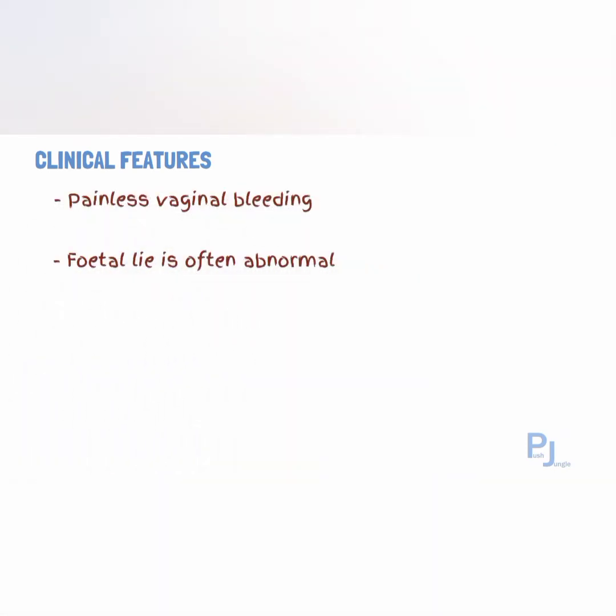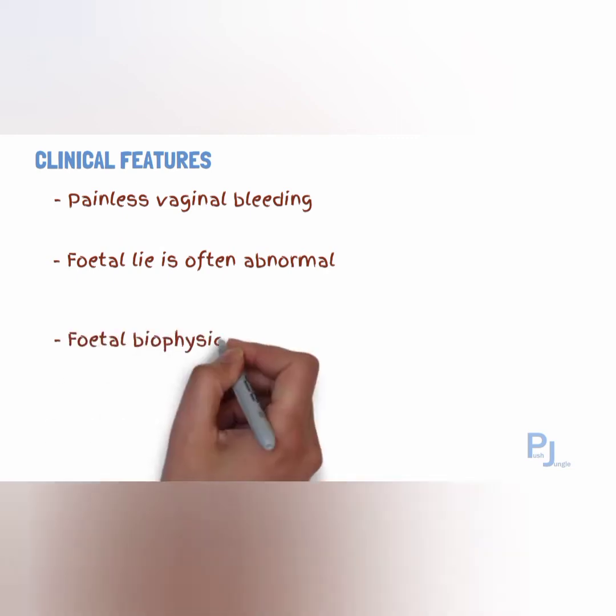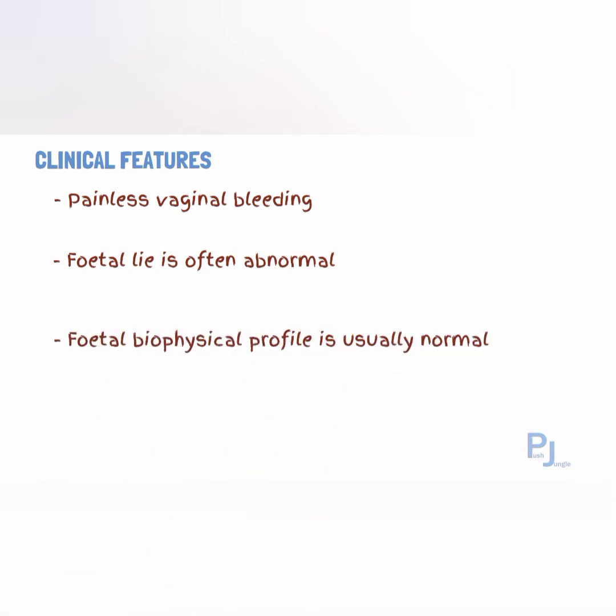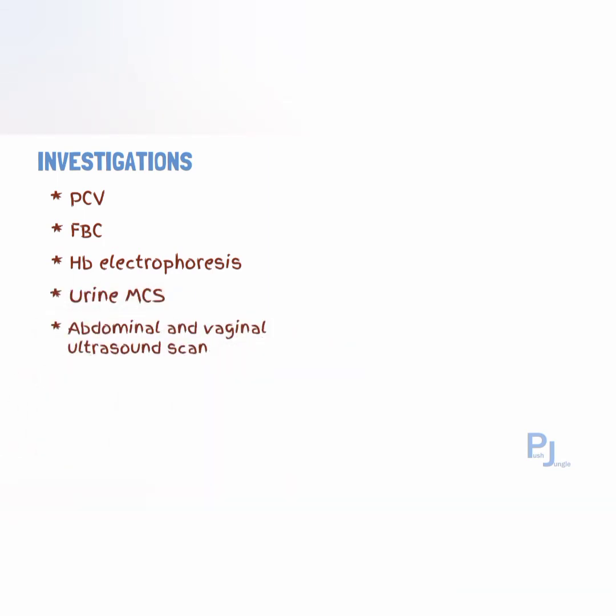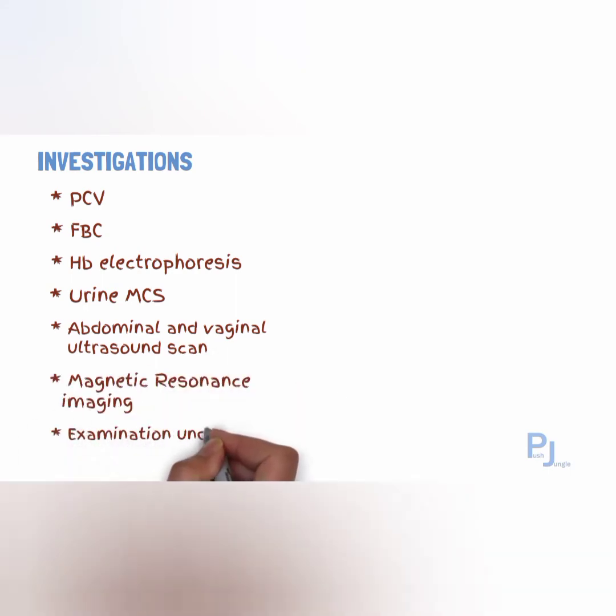Fetal lie is often abnormal, obviously because you expect that the placenta occupies the lower uterine segment. So in attempt to compensate for this, the fetus lies abnormally. Fetal biophysical profile is usually normal because the bleeding is usually maternal. Investigations: packed cell volume, full blood count, hemoglobin electrophoresis, urine microscopy culture and sensitivity, abdominal and vaginal ultrasound scan, magnetic resonance imaging, examination under anesthesia.